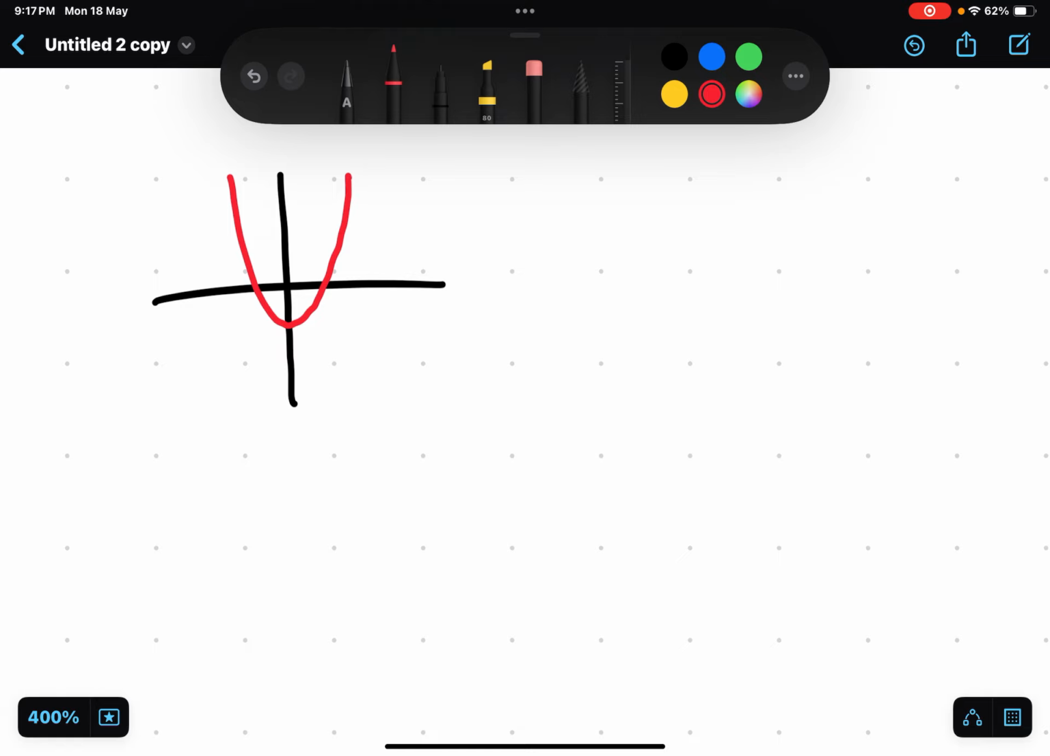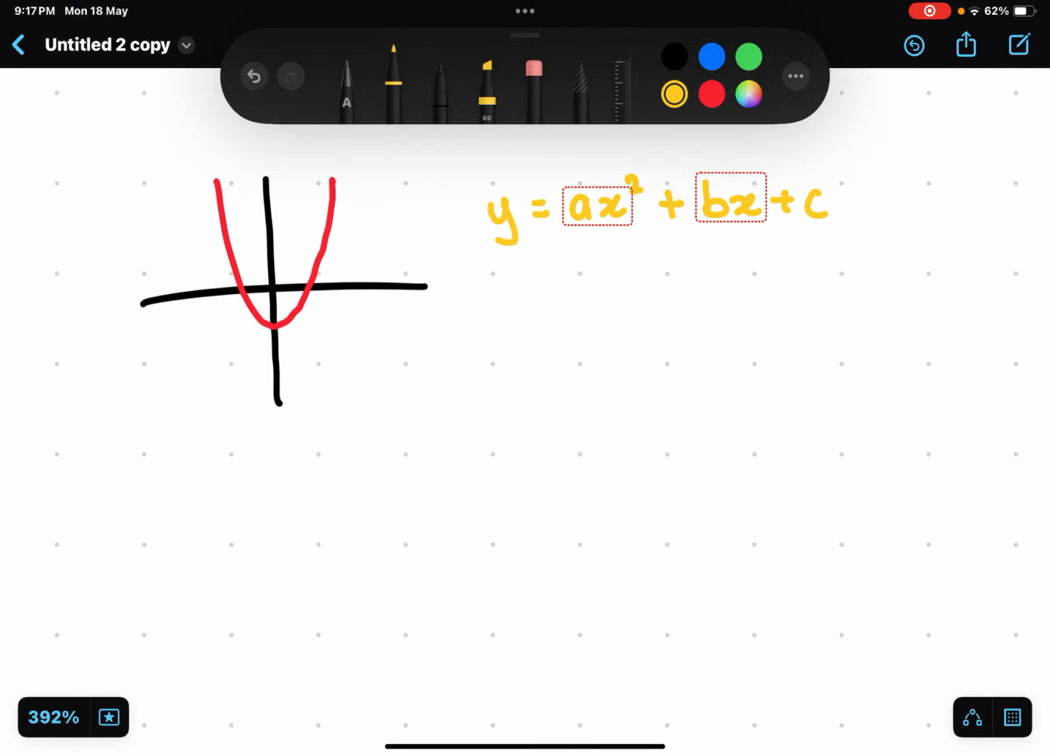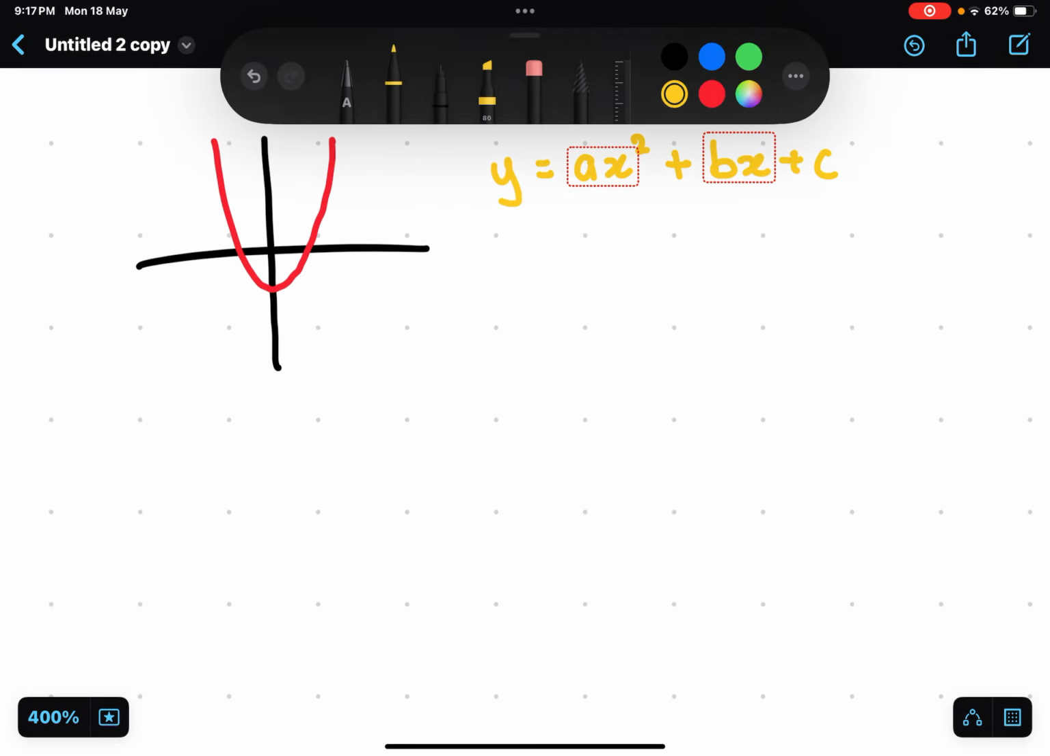Normally you would write this as y is equal to ax squared plus bx plus c. This is the normal form of a parabola. This is what you might find commonly, but now we're going to dive deeper into another way you can write this form. A parabola can be expressed as y is equal to a(x minus h) whole squared plus k.